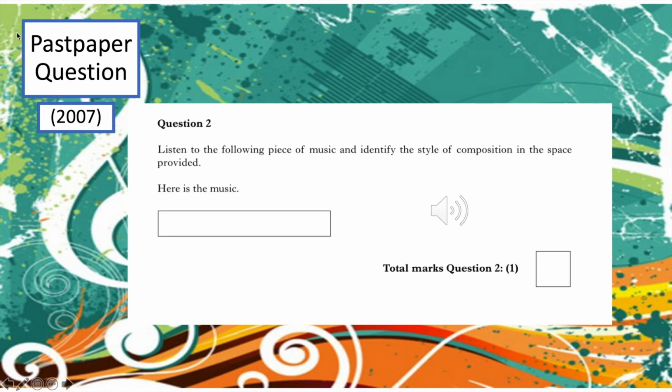Question 2. Listen to the following piece of music and identify the style of composition in the space provided. Here is the music.